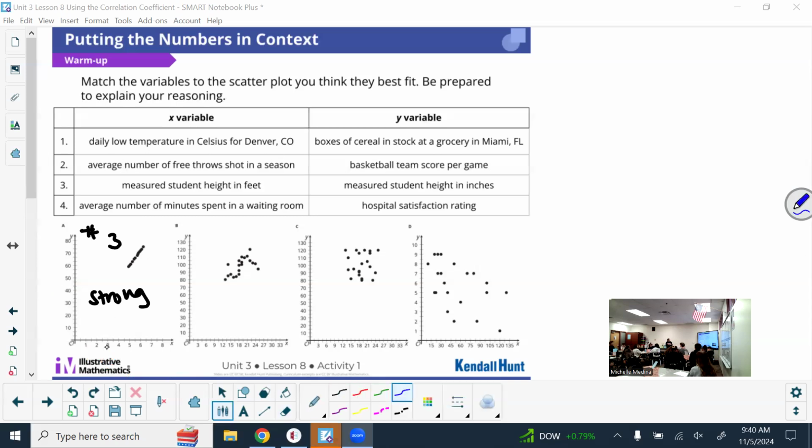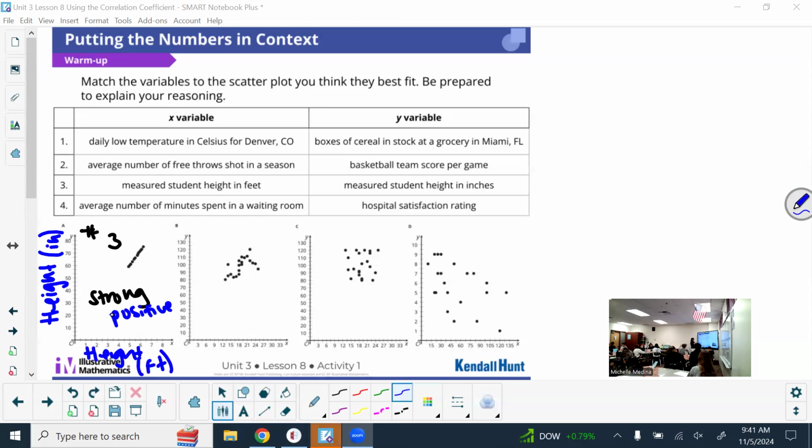Okay, so that would be measured student height in feet. And again, I'm abbreviating. And the measured student height in inches. Do you guys think that has a really strong positive relationship? That as one increases, so does the other? Yes, I would agree. I mean, really, I don't think you can have an outlier there.